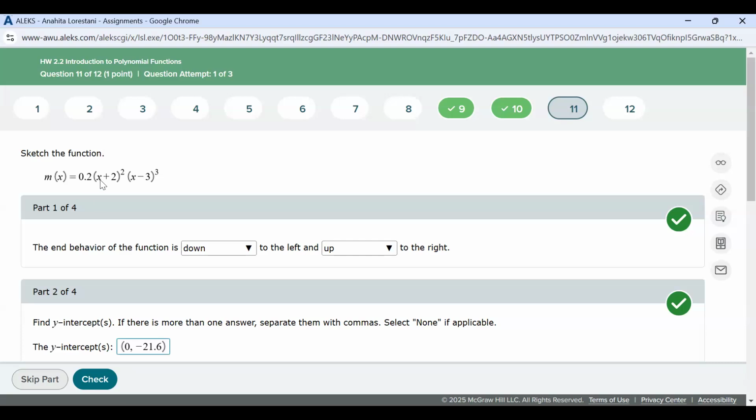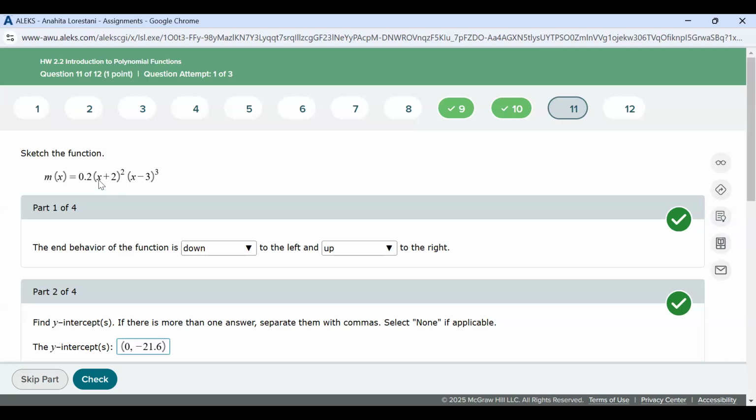Let x be negative 1. If I put negative 1 plus 2, I get 1. 1 squared is 1. Negative 1 minus 3 is negative 4. Negative 4 to the power 3 is negative 64. Then we want to multiply negative 64 by 0.2. So that is negative 12.8. So that's one more point.